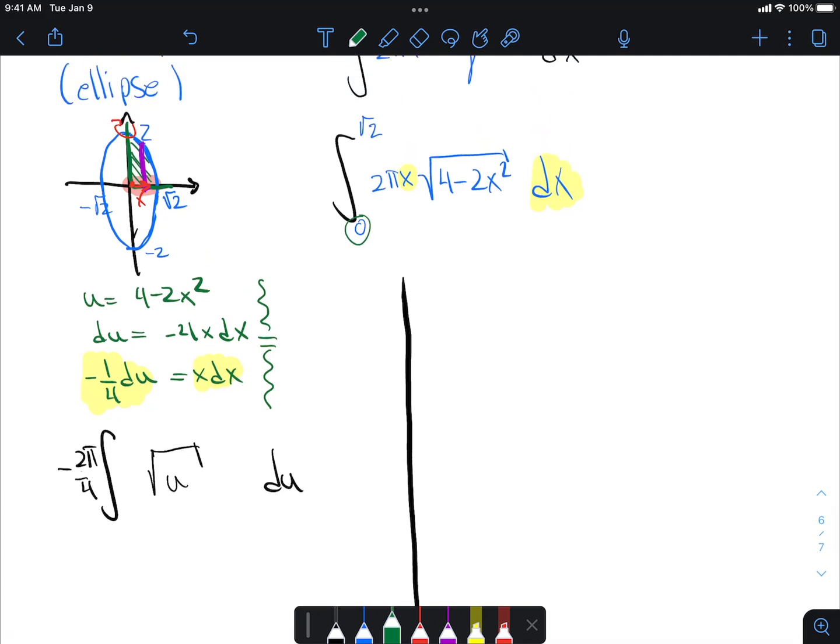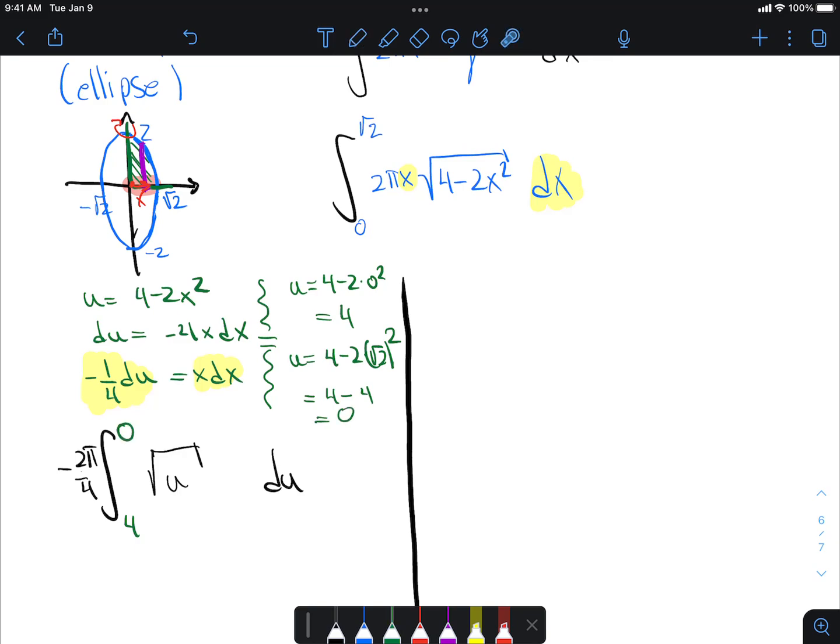When x equal to 0, u equal to 4 minus 2 times 0 squared, so 4. When x equal to root 2, right, the top limit, then u equals 4 minus 2 root 2 squared. So that is 4 minus 2 times 2, 4. So 0. Top limit is 0.